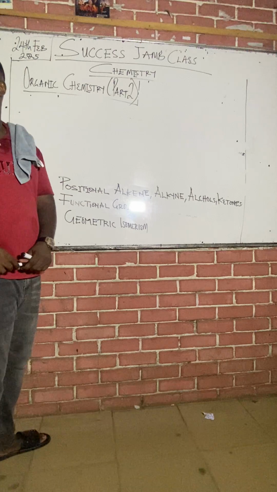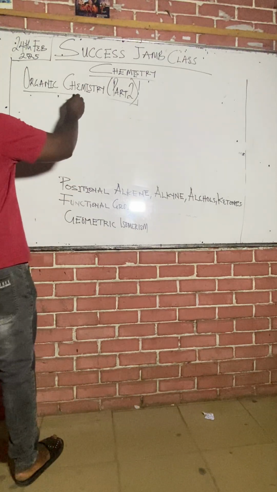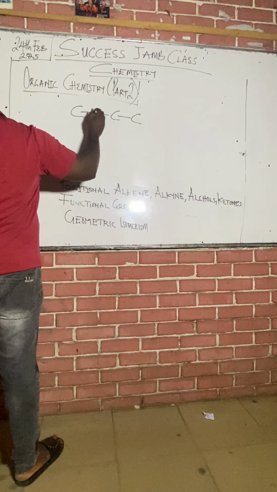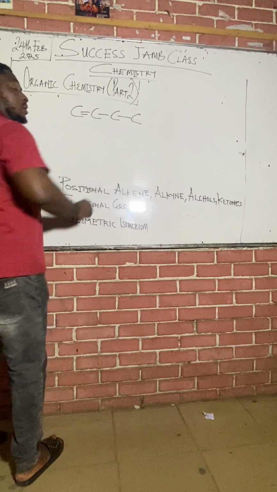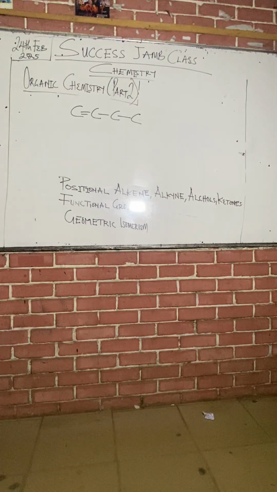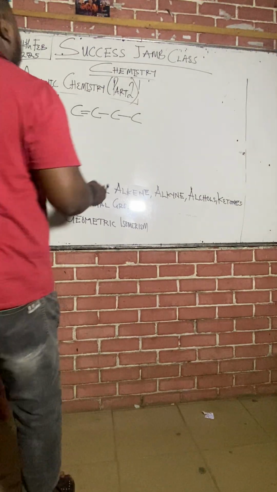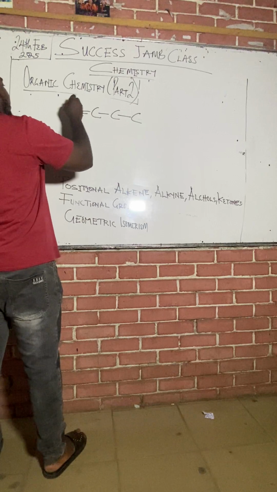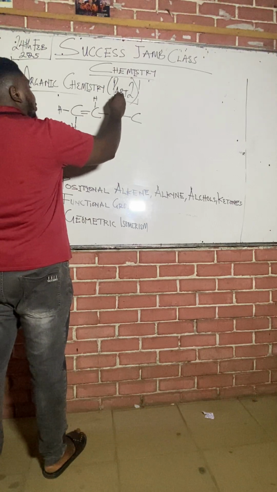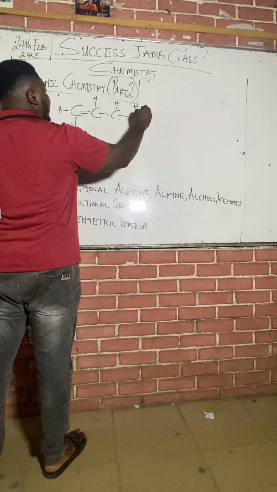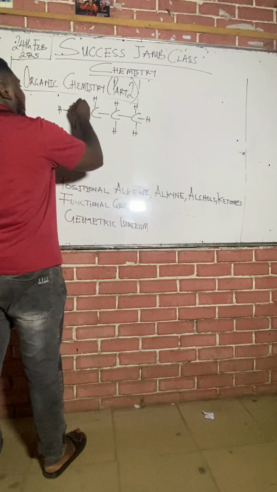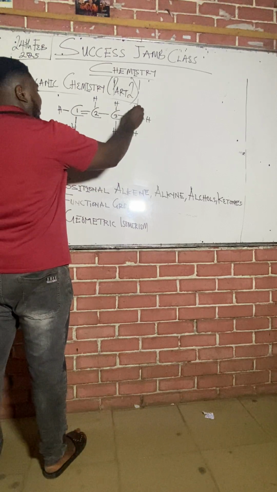Now, if you look at alkenes, for example, let's look at butene. Look at this. In this structure, you see that the double bond is found between the first and second carbon. There was something I said in the last class when treating alkanes. This is carbon 1, carbon 2, carbon 3, carbon 4.